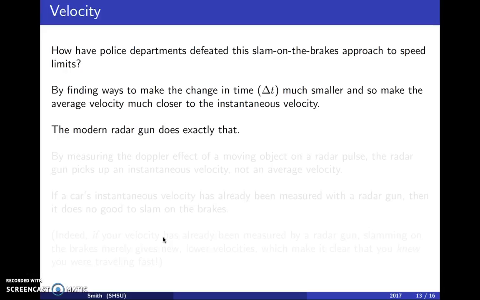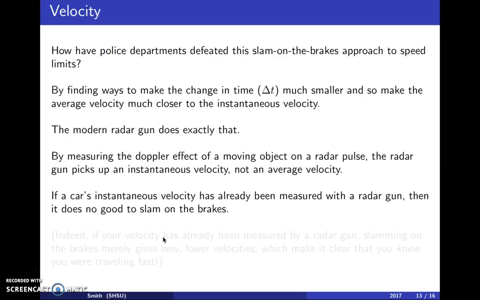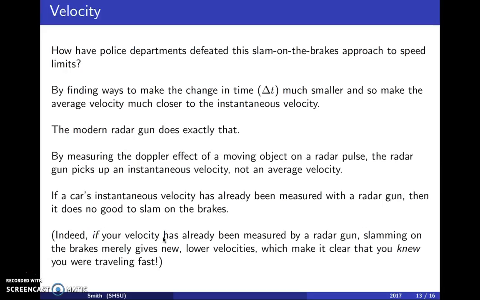Indeed, today, the modern radar gun essentially measures instantaneous velocity. By measuring the Doppler effect of a moving object on a radar pulse, the radar gun picks up instantaneous velocity, not an average velocity. If a car's instantaneous velocity has already been measured with a radar gun, it does no good to slam on the brakes. Indeed, if your velocity has already been measured by a radar gun, slamming on the brakes probably tells the officer that you know you're traveling too fast.